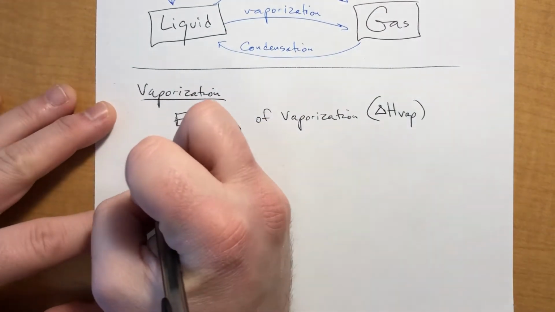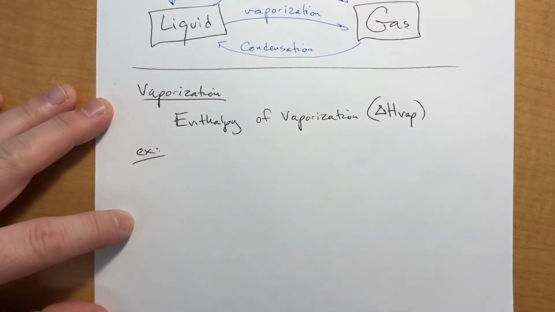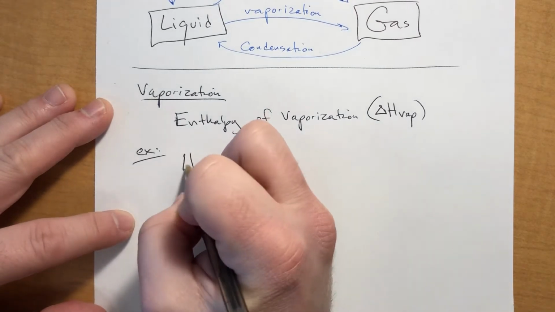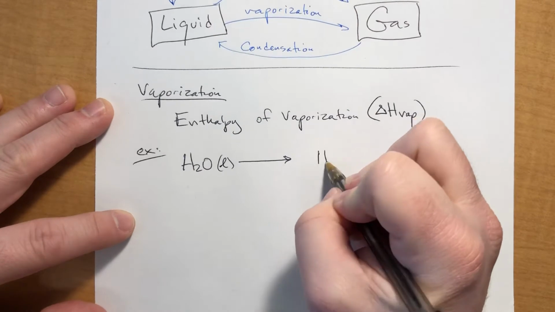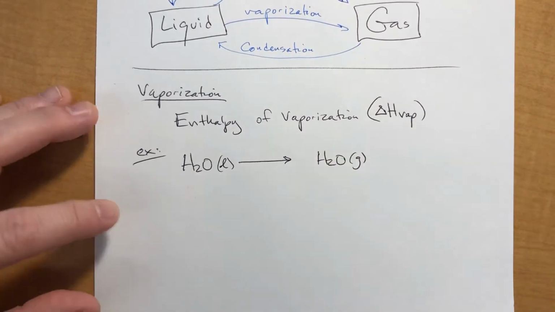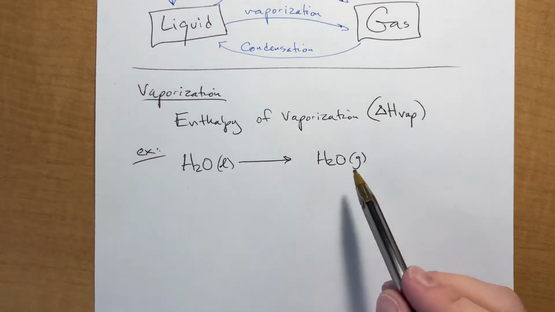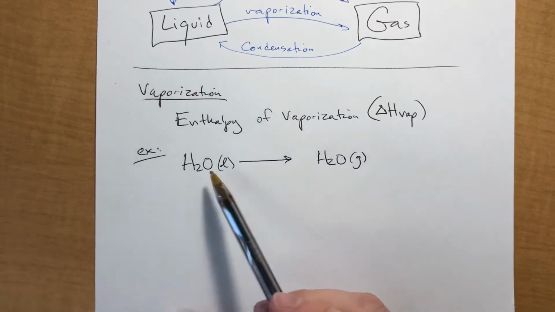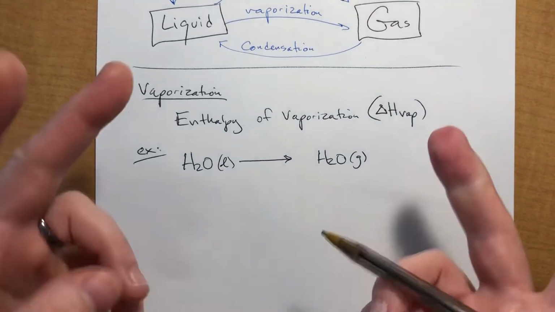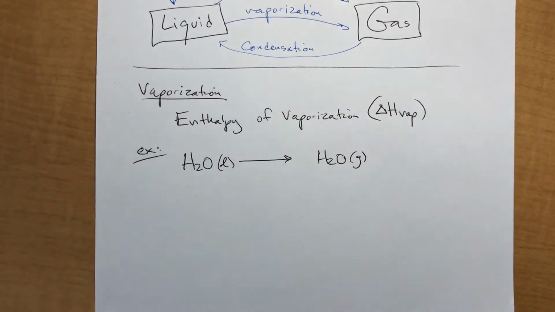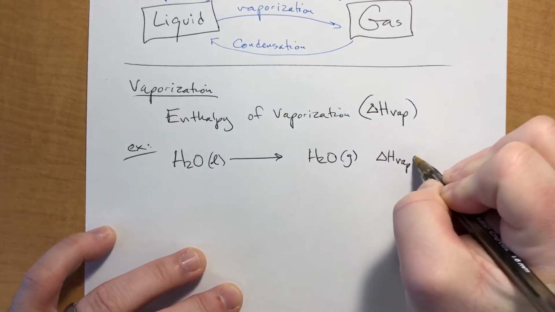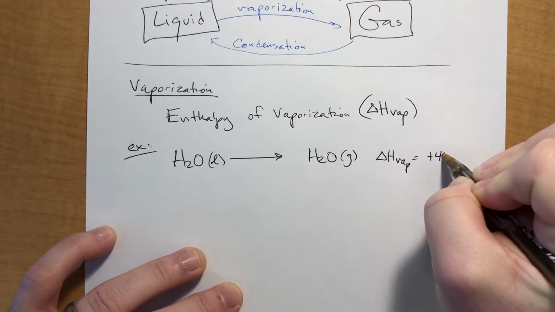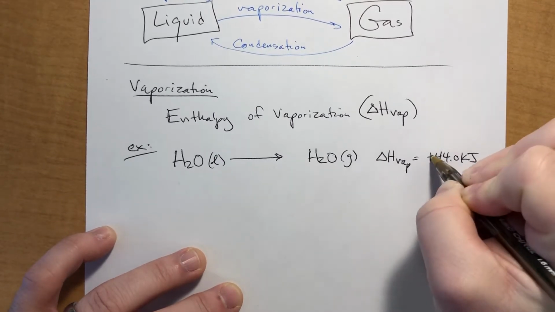Let's just look at an example. So we talked about water in the last video. If you have water as a liquid and you add some heat, you get water as a gas. Basically, you go from liquid water to steam. Okay, you're basically causing a phase change. It's still the same molecule. It's not like a chemical reaction. Okay. For this particular molecule, it turns out that delta H of vaporization is equal to positive 44.0 kilojoules.